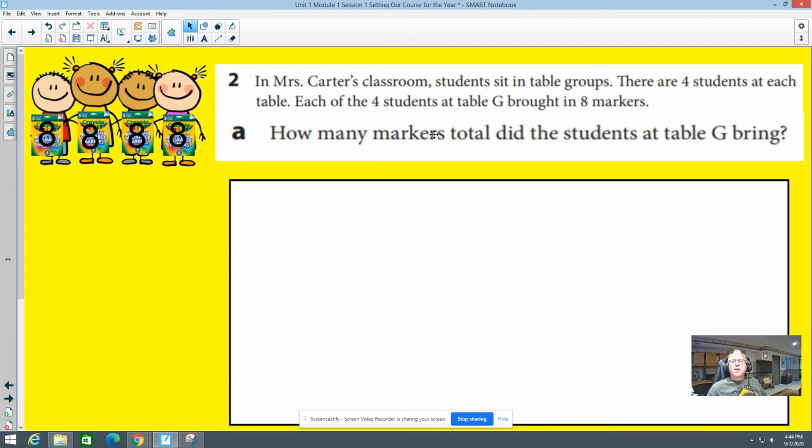So how many markers in all or total did they bring in? Hmm. So this is your next one. So what I'm going to do is stop this video right now and let you try to solve it. And again, you can do repeated addition, you can do t-charts, you can do anything. Probably multiplication is where we're heading towards, but if you don't know that, you could even break it up into twos. Any way will work. And I'll come back and share some of my strategies with you.